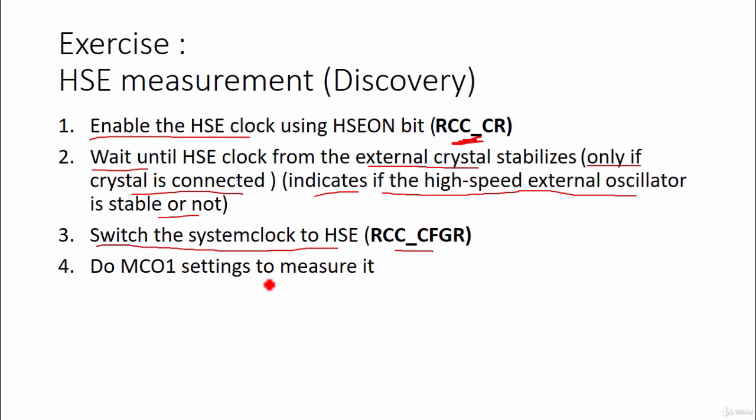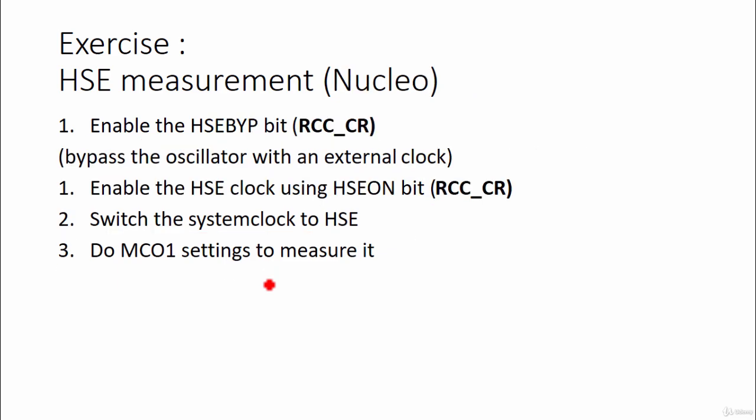So now this is a procedure for Discovery. If you are using Nucleo board, then you don't have external crystal connected, right? So in that case, you have to enable the HSE bypass bit because we are bypassing from the external source, isn't it? So you have to enable HSE bypass bit in the RCC CR register. And after that, enable the HSE clock using HSE on bit and then switch the system clock to HSE. Let's do this exercise. Let me create a new project for this.